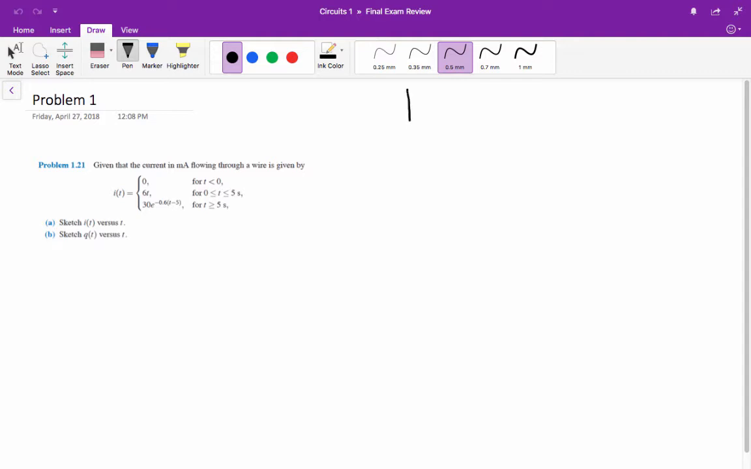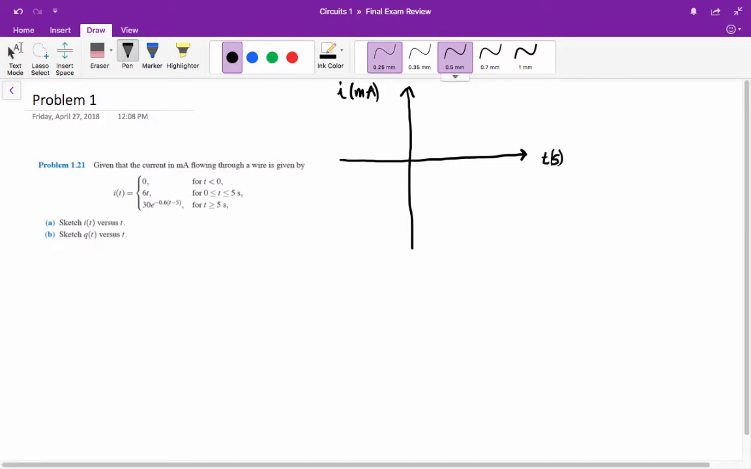So we'll start with the current. And the current is in milliamps, and time is in seconds. And we have something for below 0, something from 0 to 5, and then something different for greater than 5. To get an idea as to what our scale is going to be, when we look at this last part, and the 30 in front, that's as big as this exponential can be. E to a negative number is going to be decaying, and so the biggest we can get is 30, so we'll do by tens, 10, 20, 30.